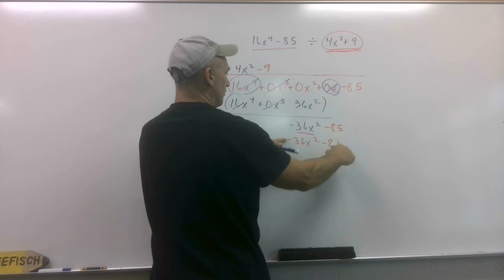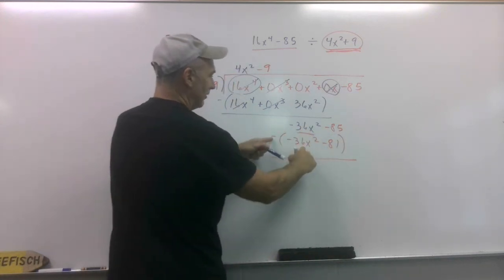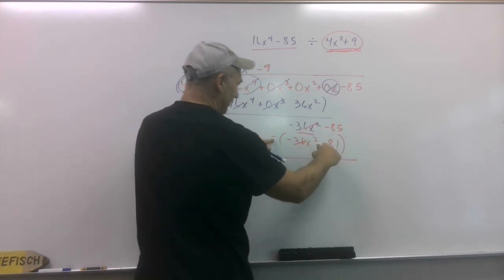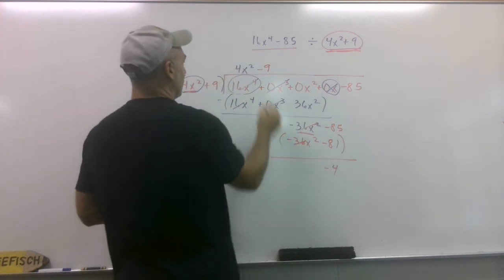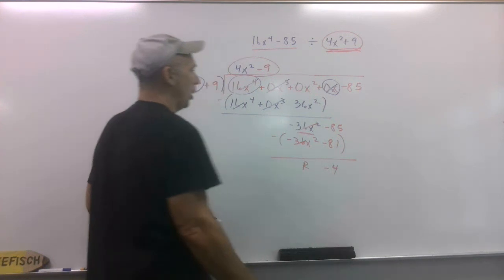Now, we've got this minus this, and this minus itself, those cancel. Negative 85 plus 81 would be negative 4. So my answer is this, and this is my remainder. I'm just going to use the letter R.